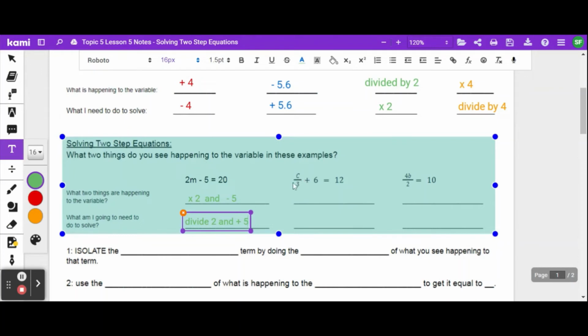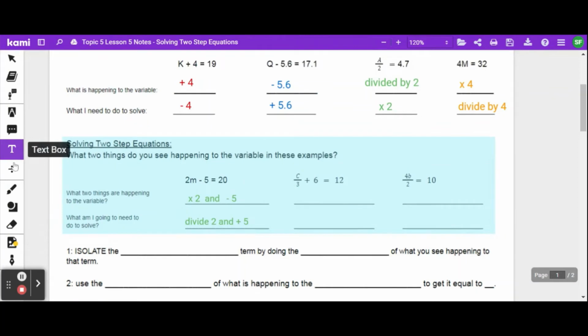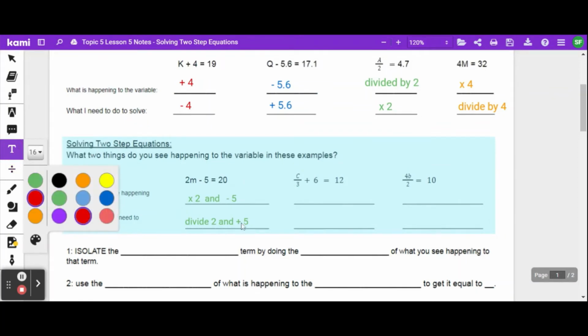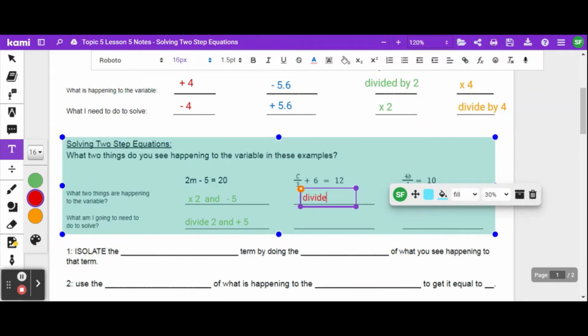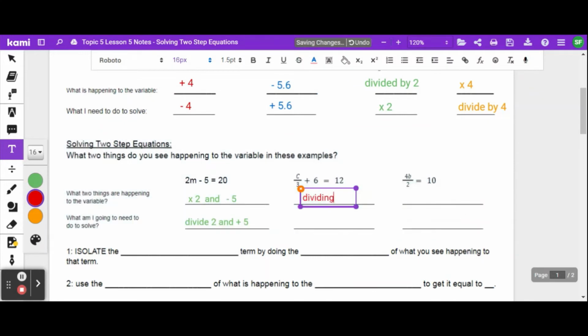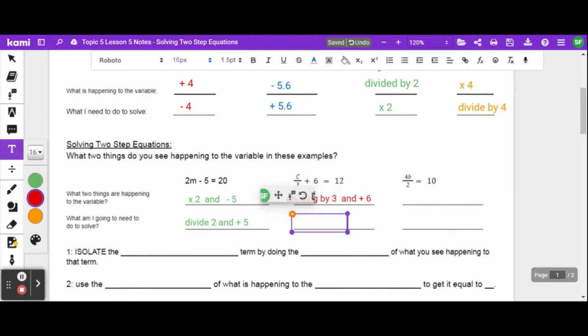If we look at the second example, c over 3 plus 6 equals 12. Remember that the variable over a number means to divide by 3. So I see dividing by 3. And I also see adding 6. I would need to do the opposite of both those things in order to solve the equation correctly. So at some point I would need to multiply by 3 and also subtract 6.